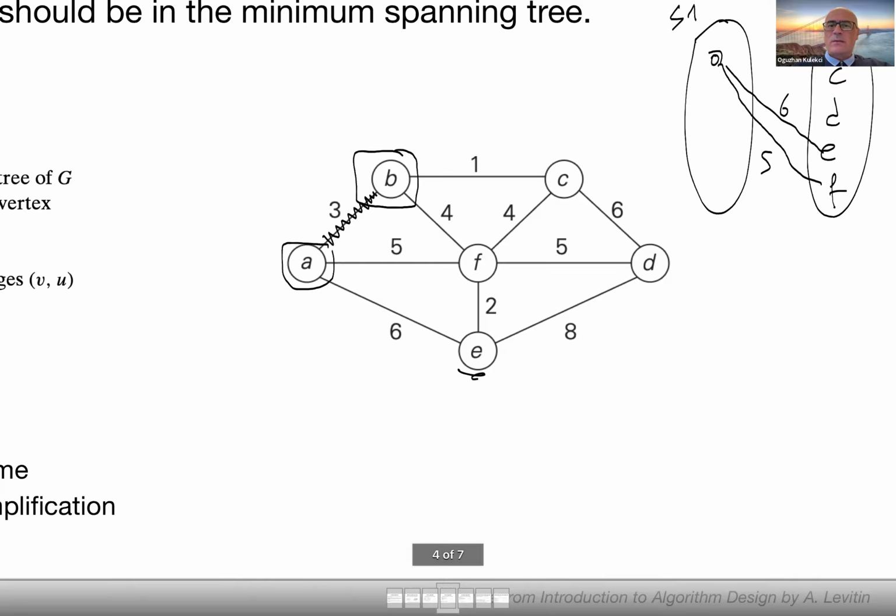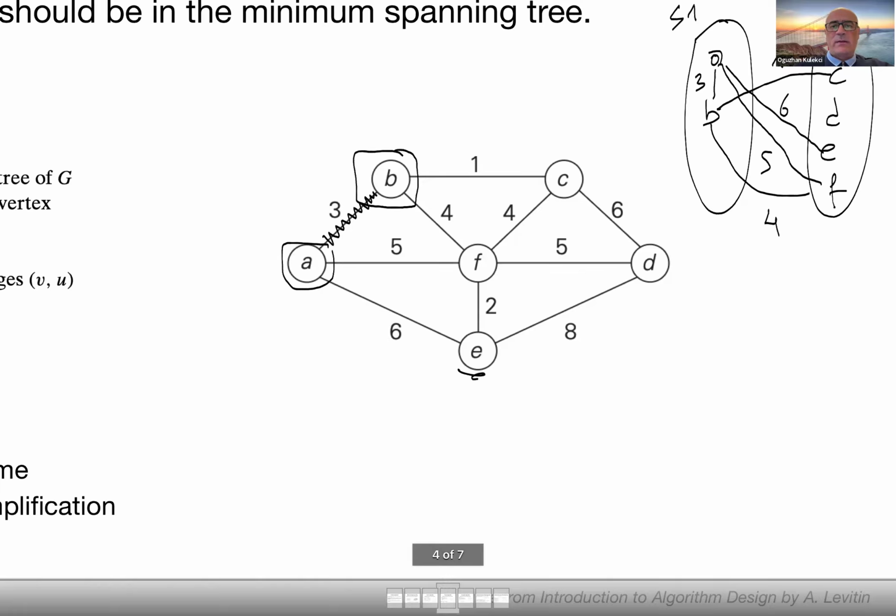Okay, now B is here. So B is moved to here. I delete B from here, and A and B are connected with length 3. Since now B is here, new bridging edges will join the connections, right? So B is connected to C with 1. B is connected to F with 4, right?